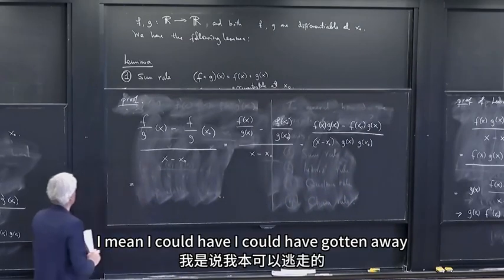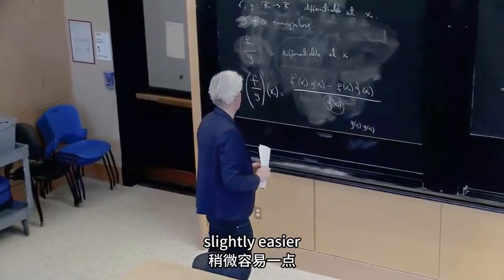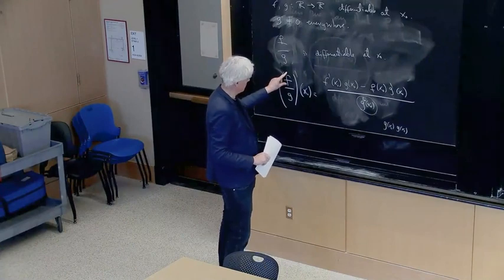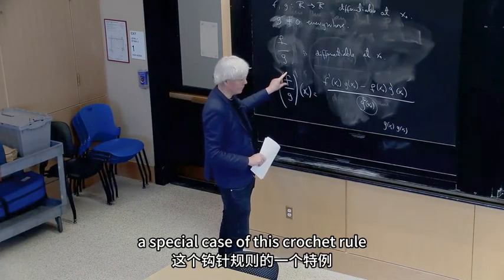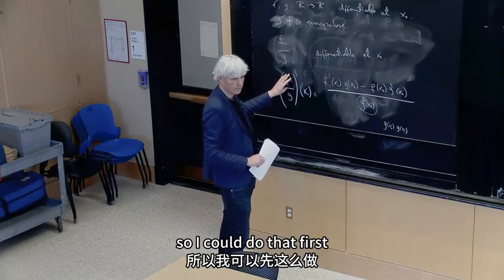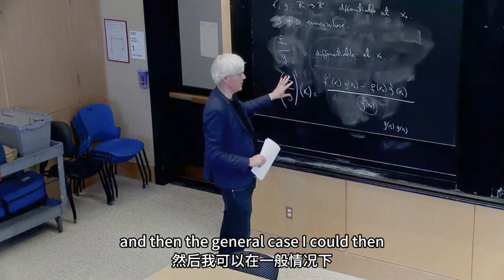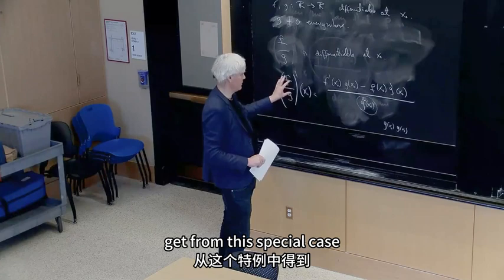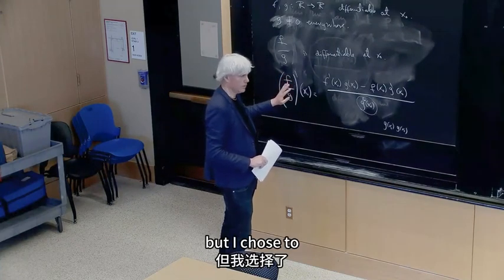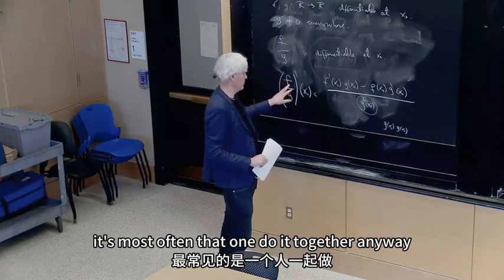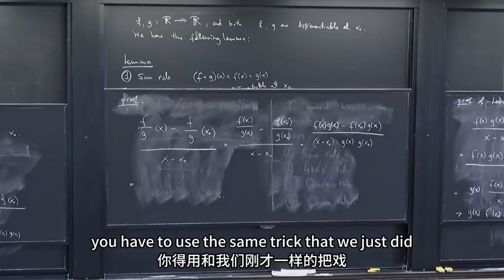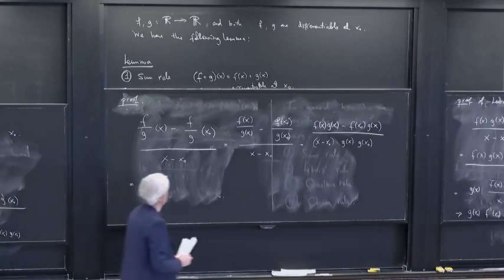I mean, I could have gotten away slightly easier with looking at a special case of this quotient rule where f was a constant function 1. So I could do that first, and then the general case I could get from this special case together with the Leibniz rule. But it's most often that one does it together anyway, and if you have to do it together, you have to use the same trick that we just did.